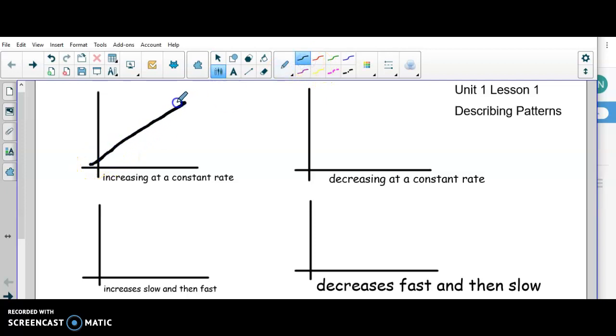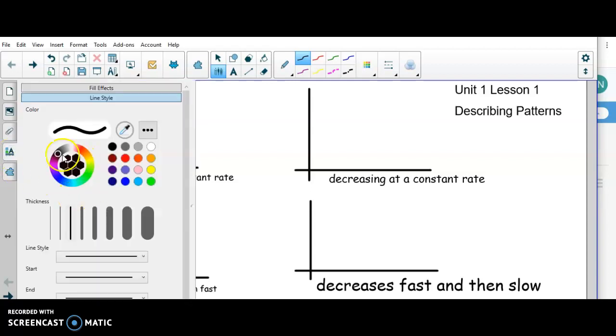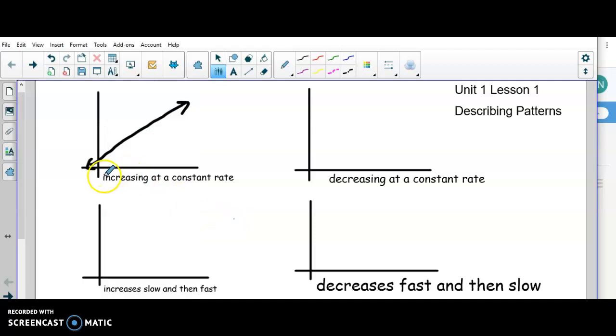Increases at a constant rate just means that the graph is going up. It's making a line that's going from the bottom to the top. So it could look like that. It could look more shallow than that. Or it could be very, very steep. Okay? But it increases constantly.